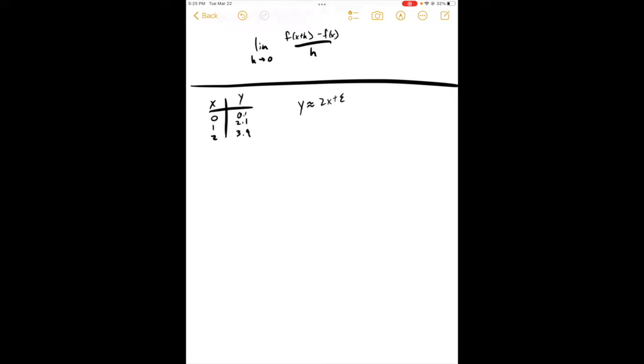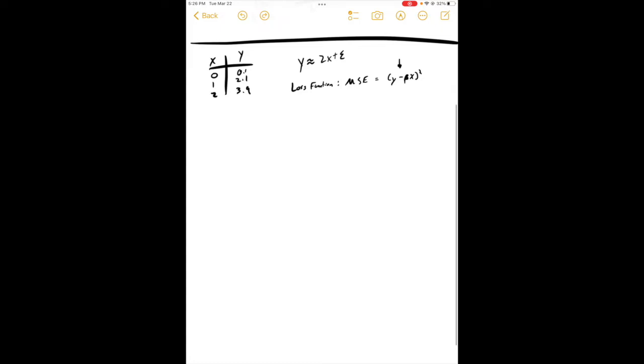So what we need for gradient descent is a loss function. That's what we're going to use in order to optimize this. So our loss function is going to be the mean squared error, which is y minus beta x, squared. And that's the same thing as OLS. OLS also optimizes this loss function. And when our maximum likelihood estimation assumed a normal distribution, we were also optimizing this loss function. So you can really see how all of these things are connected.